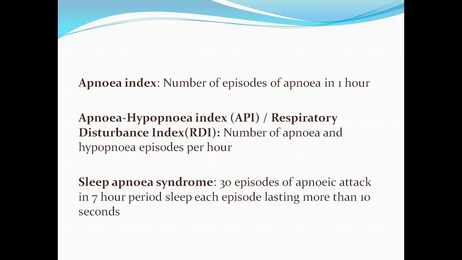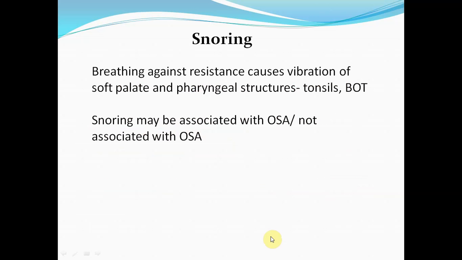There are some indices here. One is the apnea index, that is the number of episodes of apnea in 1 hour. And the apnea hypopnea index, or AHI, also called respiratory disturbance index, that is RDI, is the number of apnea and hypopnea episodes per hour. So when you add the apnea and hypopnea episodes in an hour, that is called the apnea hypopnea index, also called RDI. This is important when we define sleep apnea syndrome, which is defined as 30 episodes of apneic attacks in a 7-hour period of sleep, each episode lasting more than 10 seconds. That is the definition of sleep apnea syndrome.